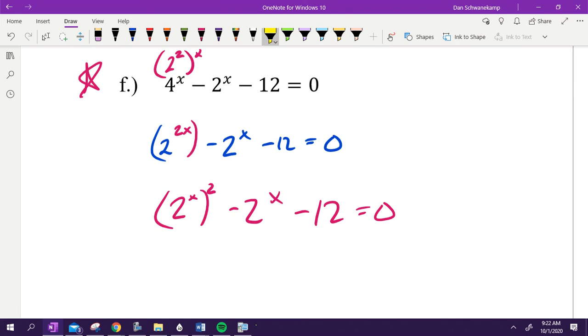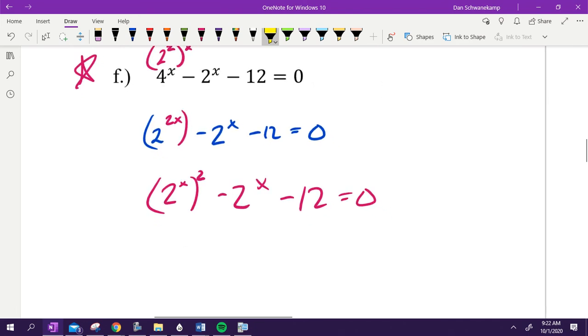What does this look like? It is a quadratic. I have this thing. Don't see it as the number 2. See it as a thing. That thing is squared. This thing is to the first power, and that is a constant. It is the same thing as x squared minus x minus 12.